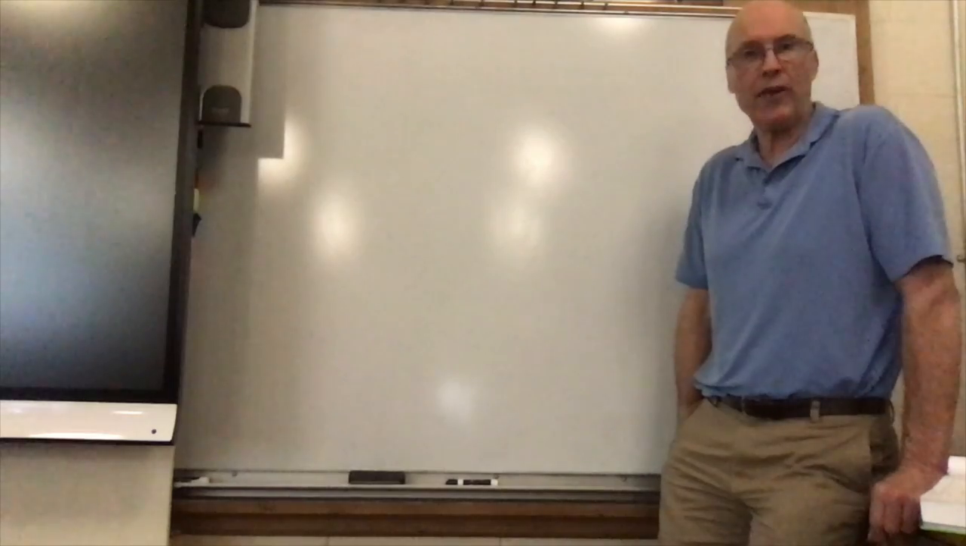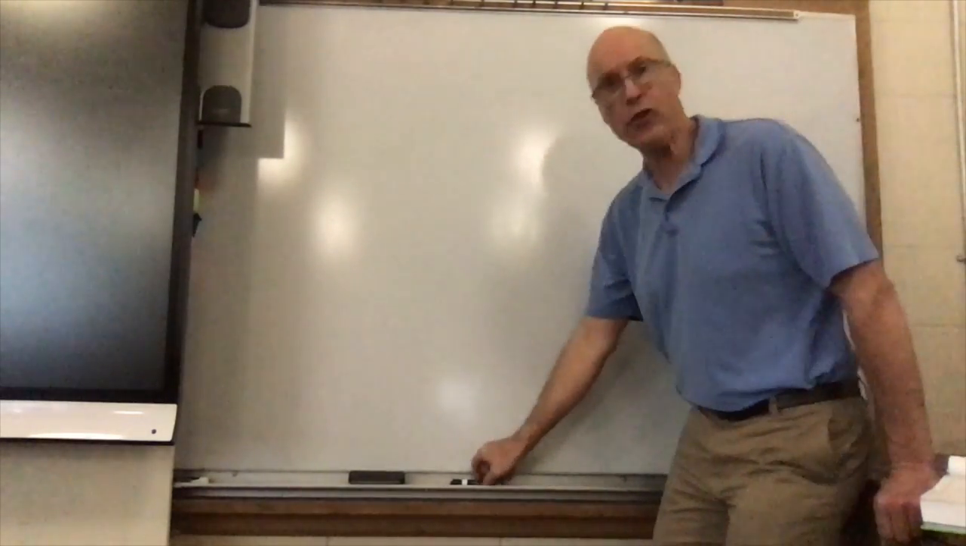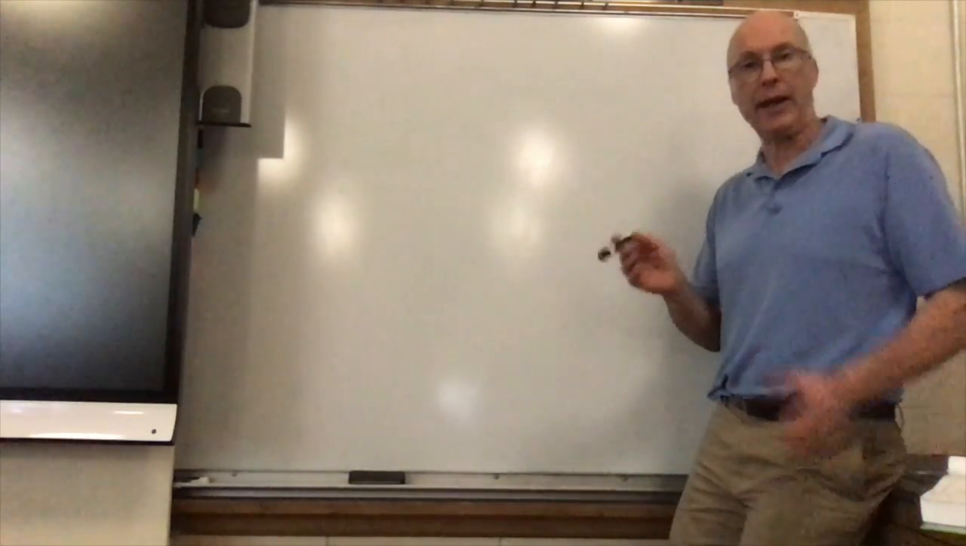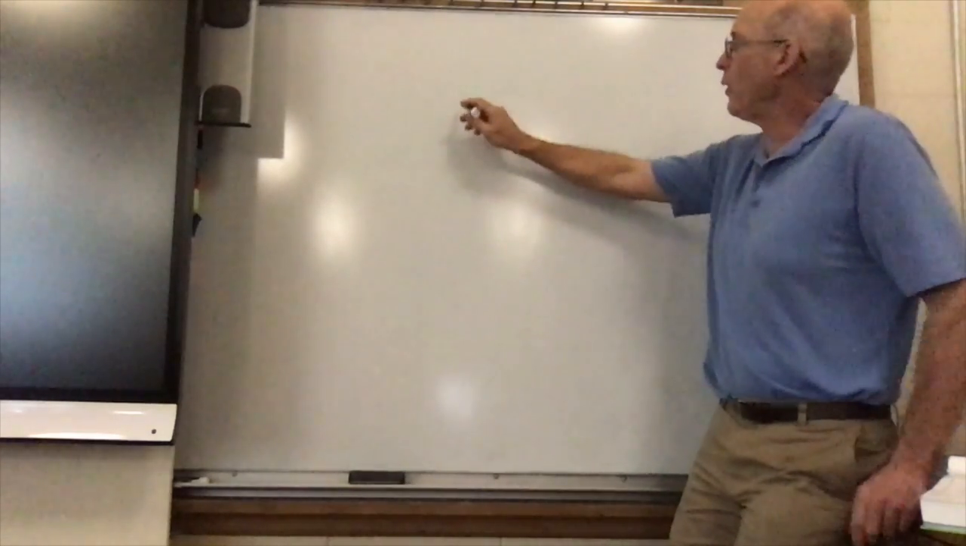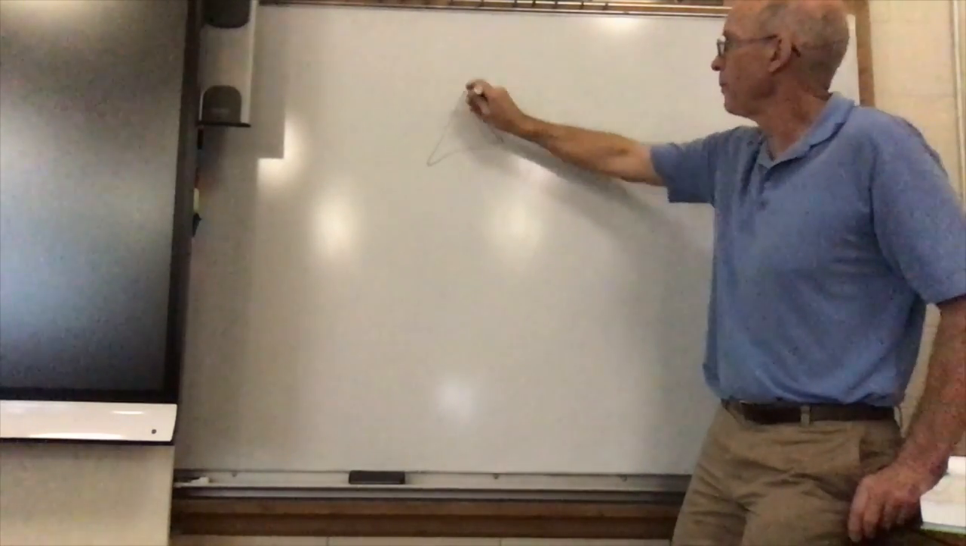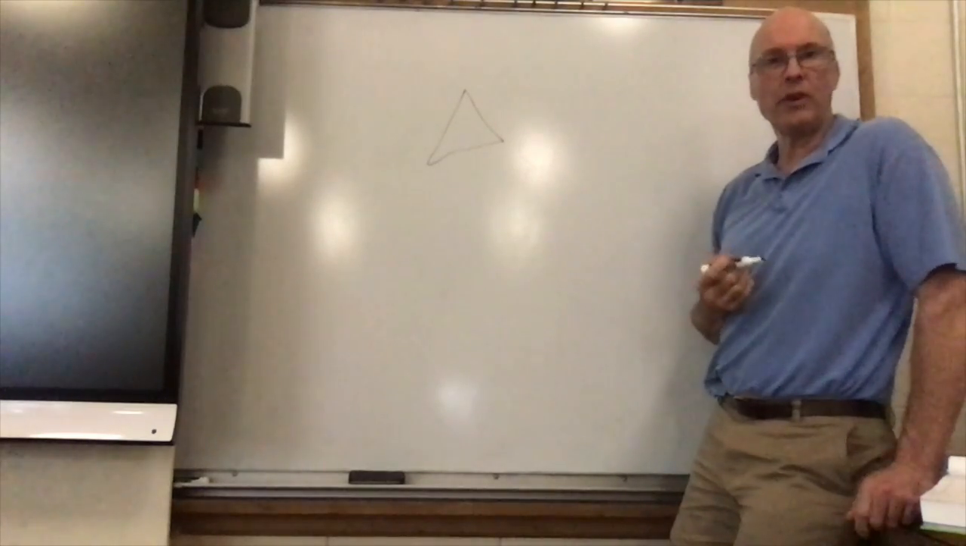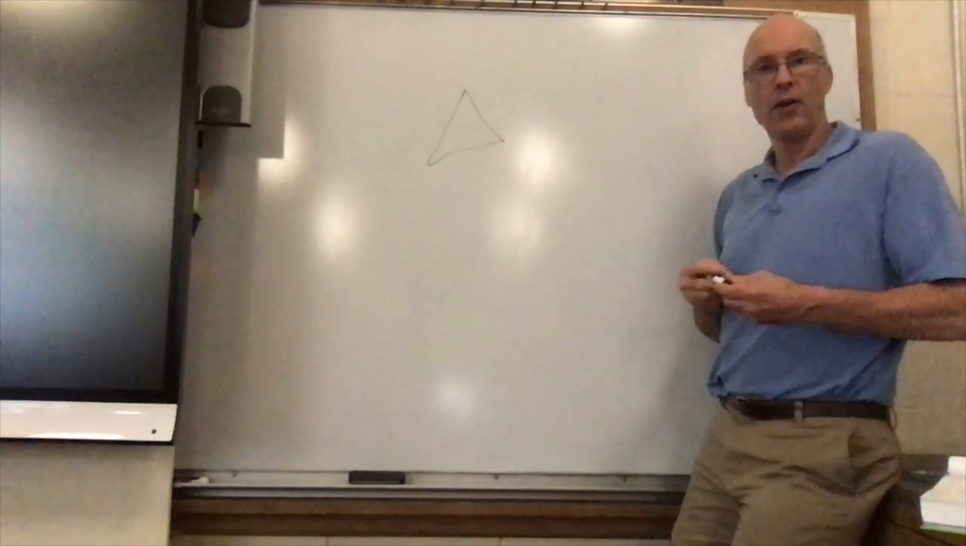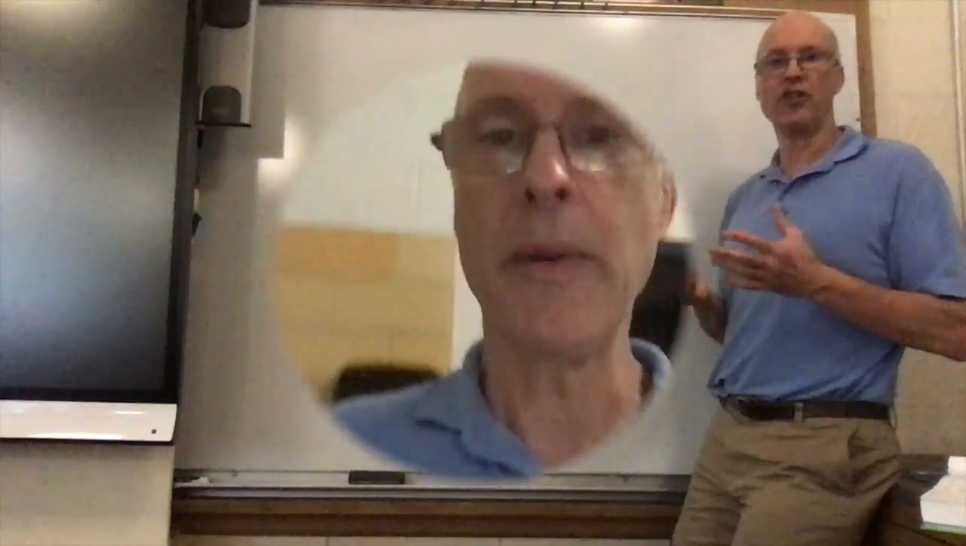Hey there, geometry class. We're going to talk quickly about transformations in a plane. If you have a polygon, you can do basically three different things to that. One would be what's called a reflection. Think about what a reflection means. Reflection means something like this.